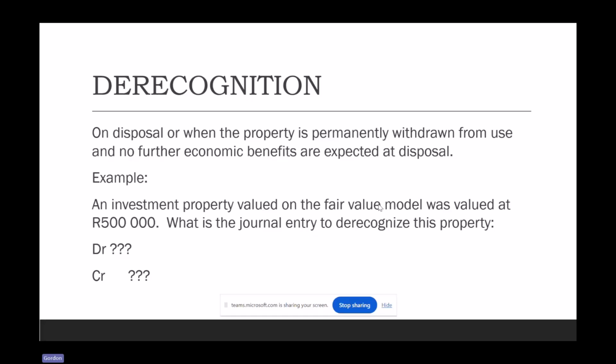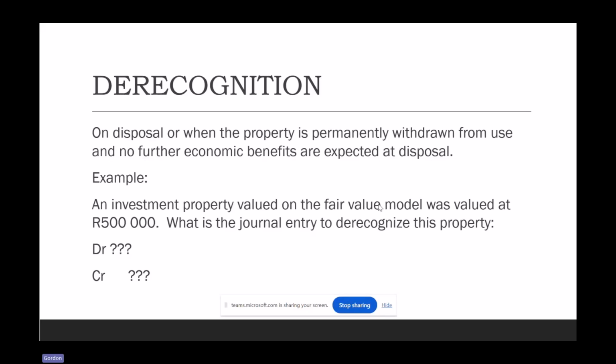So the definition is that it's a type of asset that is either rented to others or is held for capital appreciation. We explained that. Then we said the recognition criteria, because it's an asset, it must comply with the two recognition criteria: that it is probable that economic benefit will flow to the entity, and secondly, that it's got a cost that can be measured reliably. All right, so that is what we discussed.